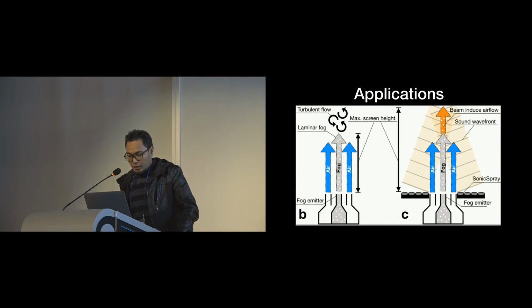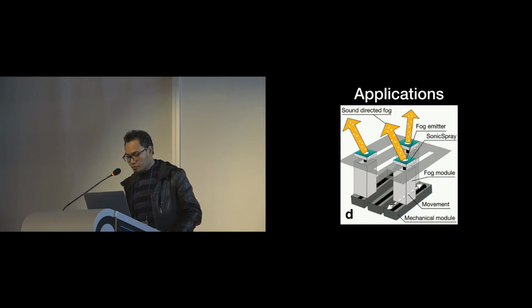And also, SonicSpray can be used to improve the current fog screen, because if you see the current fog screen in B, at a certain height, there will be a turbulent flow. But if we put SonicSpray, we can induce airflow at this region, the turbulent flow region, to increase the height of the screen. And in the case of mechanical actuators with fog screen, we can change the direction. We might have better control of the fog screen by applying SonicSpray onto these mechanically moved fog emitters.